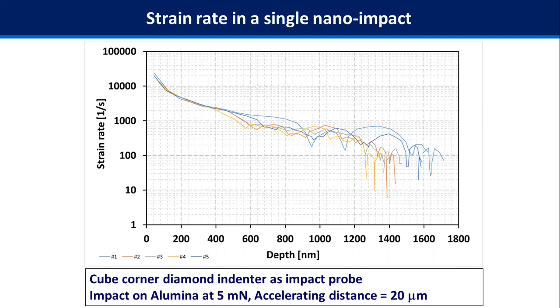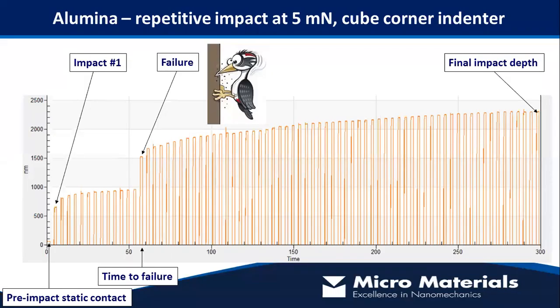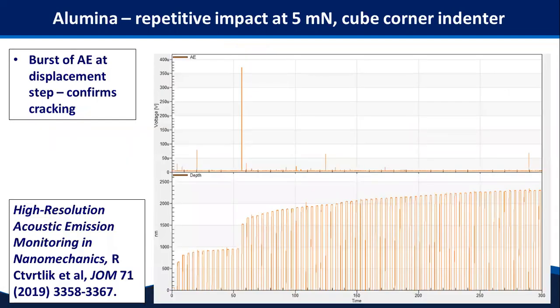These are just a few repeats in this case on a bulk polycrystalline alumina sample being impacted with a sharp cube corner diamond indenter. If we repetitively impact this same sample with this cube corner indenter, we can see one impact every 4 seconds. We can see a very small increase in depth until suddenly, at this impact here, there's an abrupt change in depth due to fracture of that coating system. We can show that this is essentially due to a fracture event, because you've got this very nice massive burst of acoustic emission accompanying it.